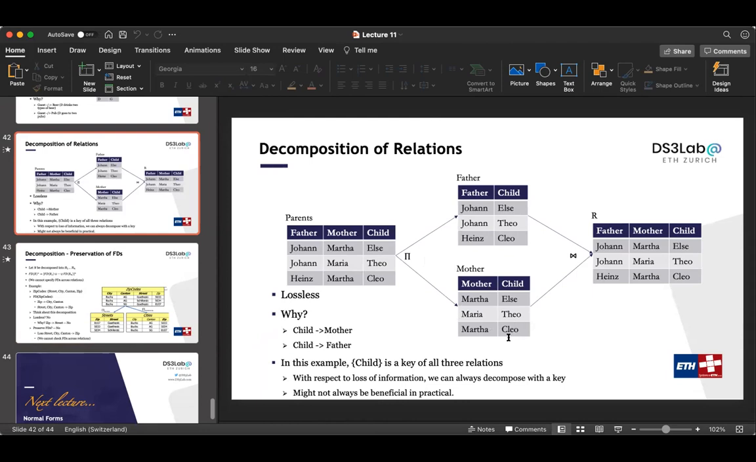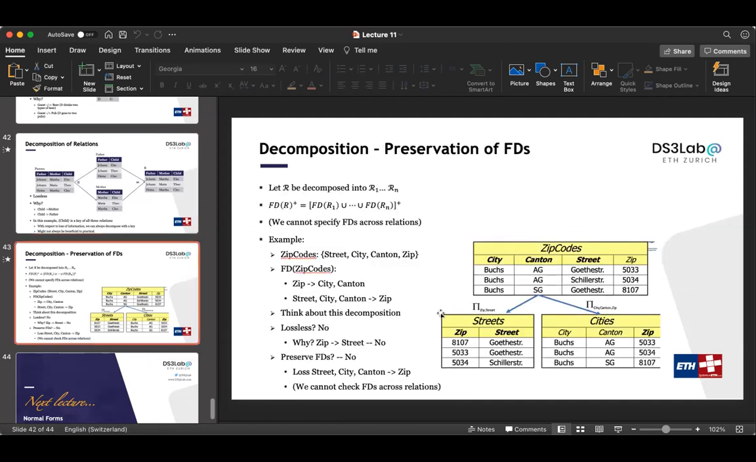Okay. So let me make my statement a little bit more precise, and we can reason about it. If you go back to slide 43, essentially, if you look at this decomposition, it is lossless for this relation instance. If I give you this zip code relation with 3 tuples, you decompose it this way, you join it back, you are going to be fine.